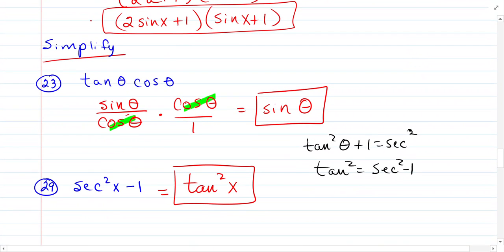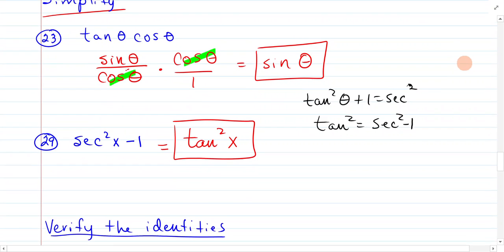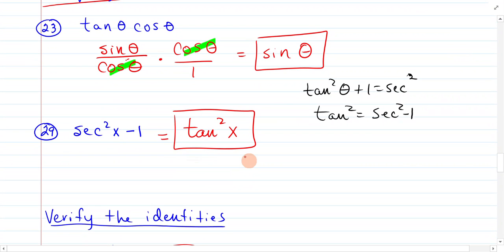This one says simplify. Again, we're changing things to sines and cosines. Sine over cosine times cosine over 1 equals sine. Secant squared x minus 1, that's a regular identity. Here's the identity here. If we subtract the 1 over there, we see that we get tan squared.